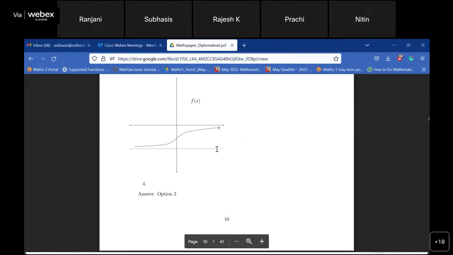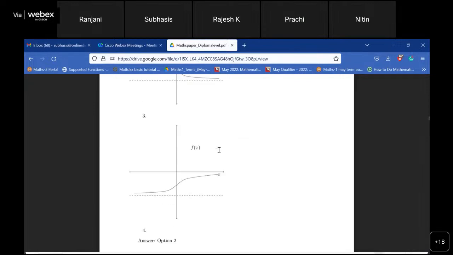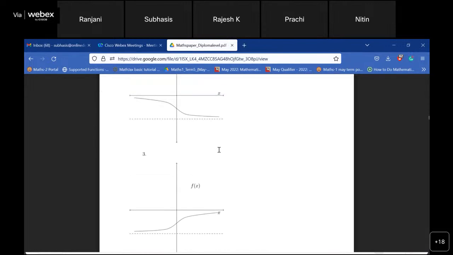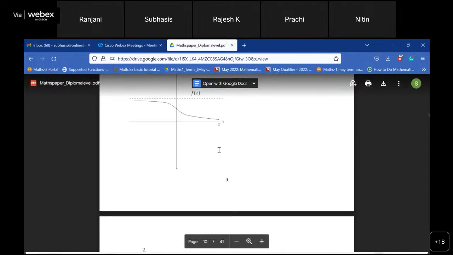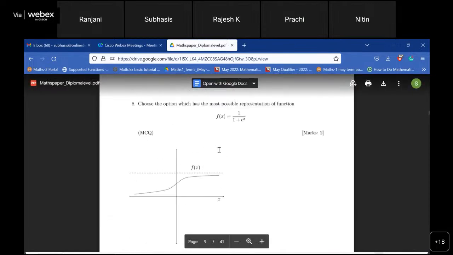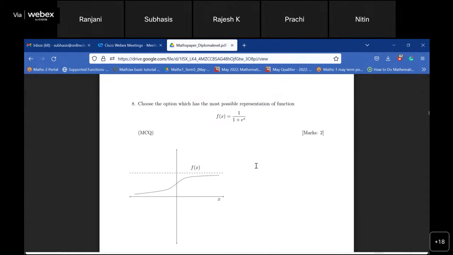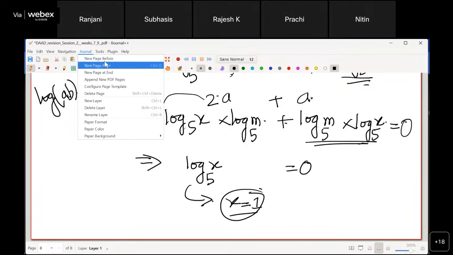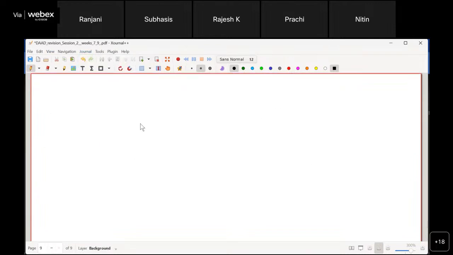Okay, so certainly I also have to check. One thing is, when x is equal to 0, what happens? 1 by 1 plus e power x, right? Let me write this question, then probably we can discuss. So what is your function? 1 by 1 plus e power x, right?